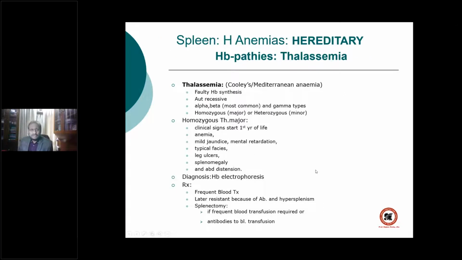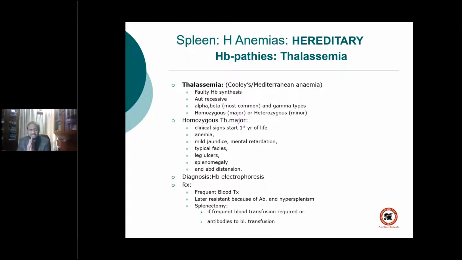Okay, now coming to the third group in the hereditary variety, and that is thalassemias. And thalassemias, we all know, are basically when you have an abnormality in the hemoglobin synthesis, autosomal recessive, and three types: alpha, beta, which is the most common, and gamma type, presenting either as a major or minor, which just tells you whether it's a homozygous or heterozygous genetic presentation.